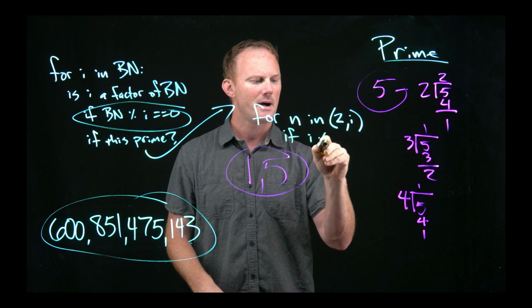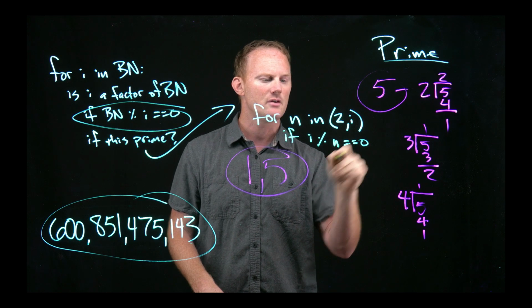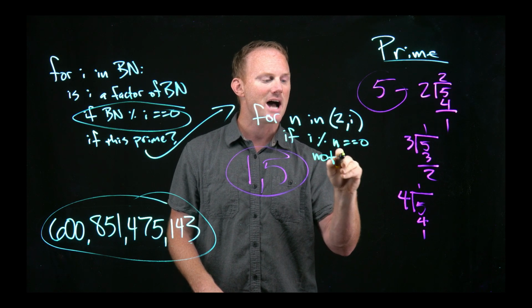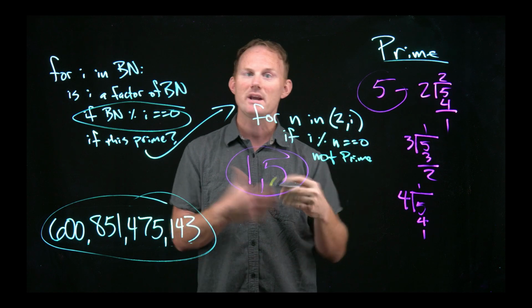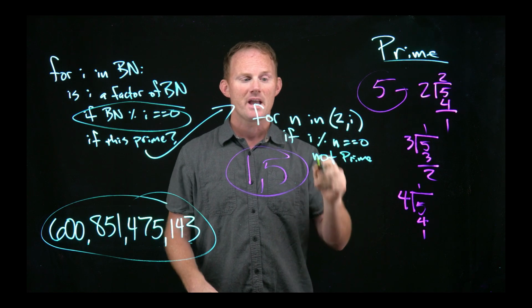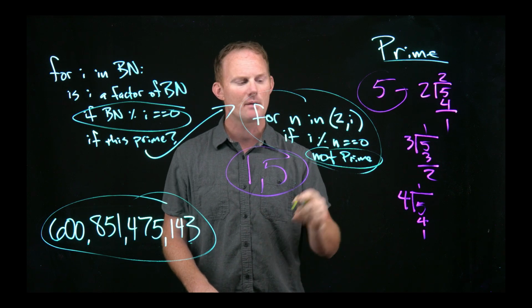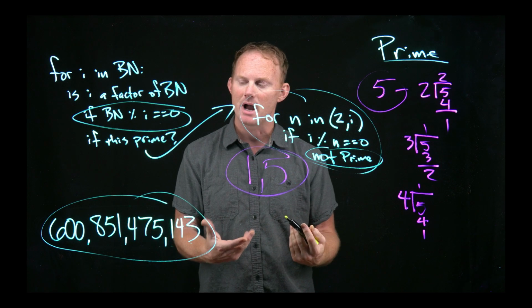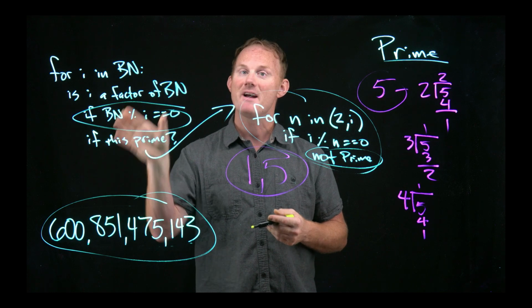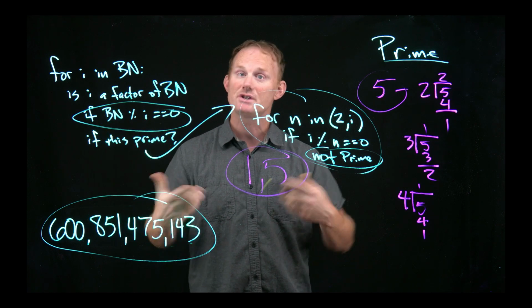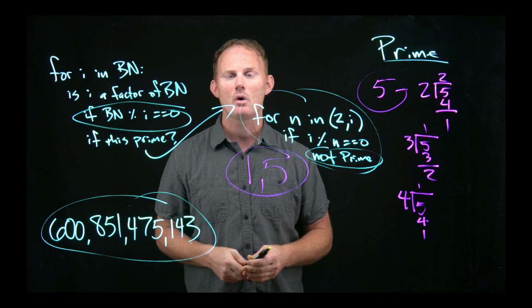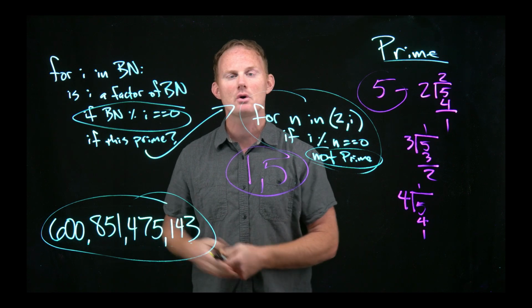If i mod n equals 0, then it is not prime, and we can leave the loop. We're all done. If we get all the way through this loop and we never switch it back over to not prime, that means it is prime, and this is a prime factor of this number. We just need to keep track of them so we can find out whether it is the largest one. Okay, let's go code that out.